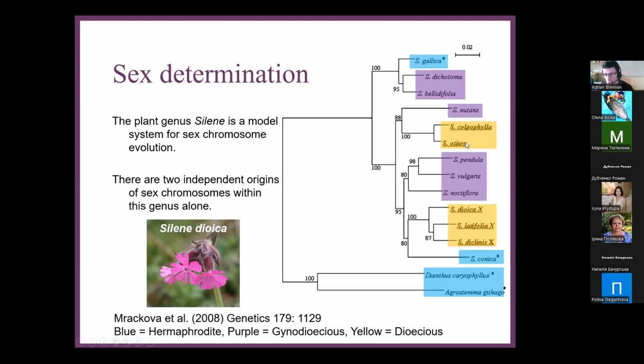And this tree also shows you that there are two origins of dioecy, of sex chromosomes, just within the single genus. And they were independent evolutions and involved different chromosomes. So we can learn a lot about what's a unique event, what only happened once, and what's shared across systems that evolve sex chromosomes.